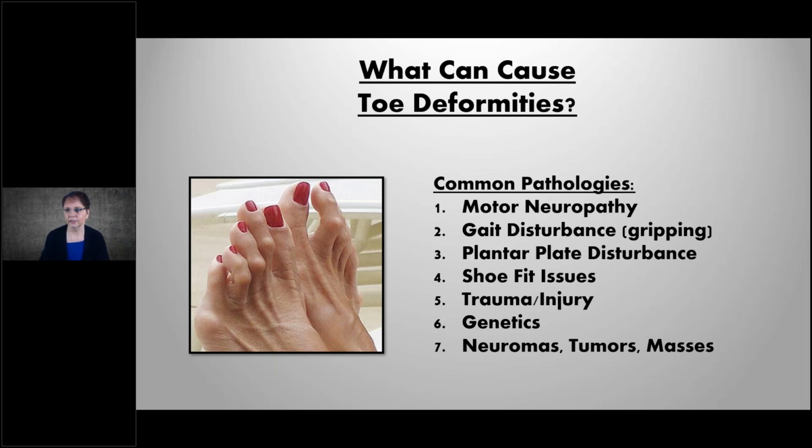But all of these here, gait disturbance, plantar plate disturbance, that's the anatomy on the bottom of the forefoot. Now that can have injuries or other abnormalities that also can cause the toes to curve. Shoe fit issues. Obviously, if the shoe is too short, that's going to cause a problem. If the shoe is too big, it's going to cause a problem because the foot kind of has to hold on to it so you don't fall over. Trauma and injury, genetics, neuromas, tumors, masses, it can be any of these. And that's what I know in your clinics you look at, to kind of determine what the cause of this is and therefore what the treatments can be.